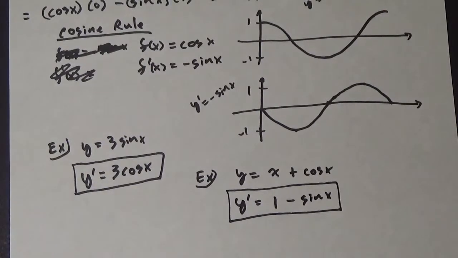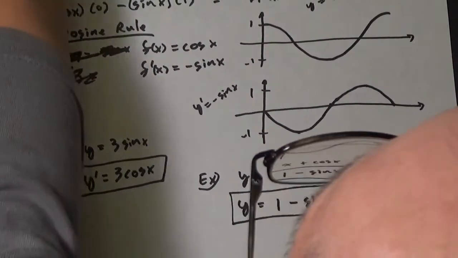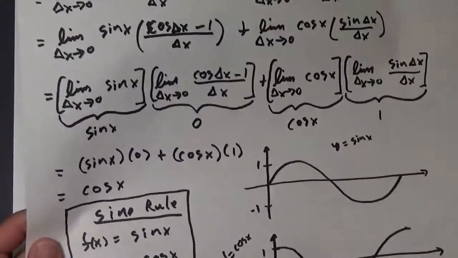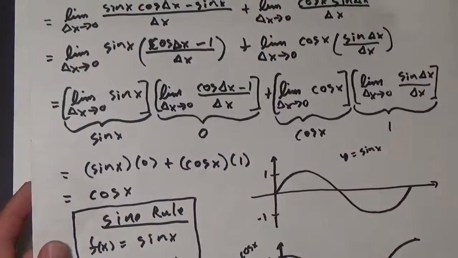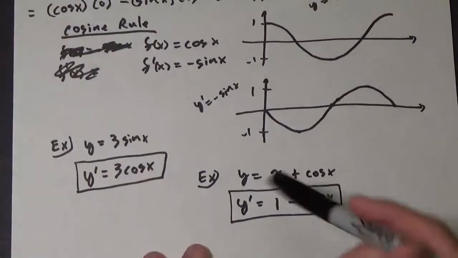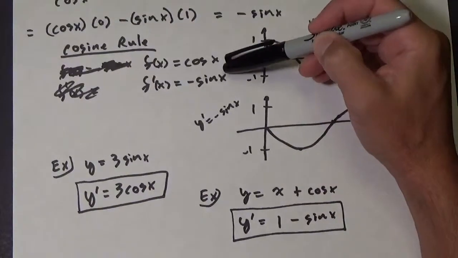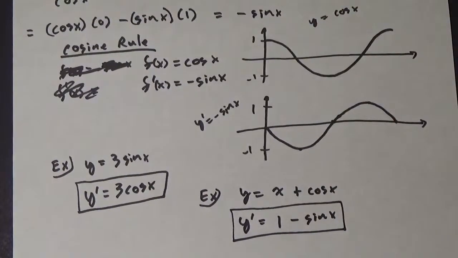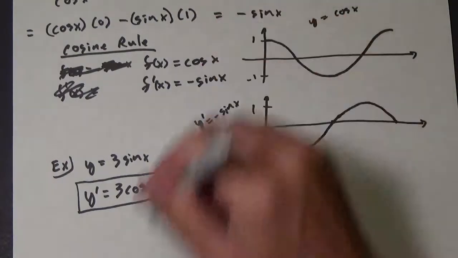Okay, so there are our rules for sine and cosine. Remember, the sine rule is that the derivative of the sine is the cosine, and the cosine rule is the derivative of the cosine is a negative sine. Do remember to keep track of which one has a negative, but that's not too bad. The derivative of the cosine is a negative sine.